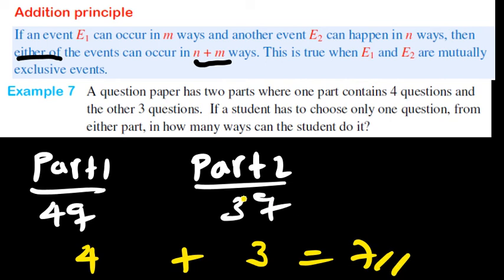He can choose only 1 question, but from either of the two, means either the first one, 4 chances, or the second one, 3 possibilities. Together, 7 ways of choosing he can have.